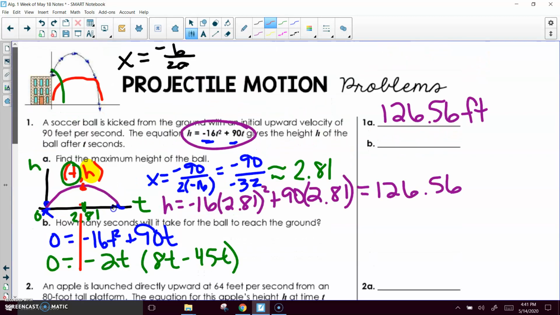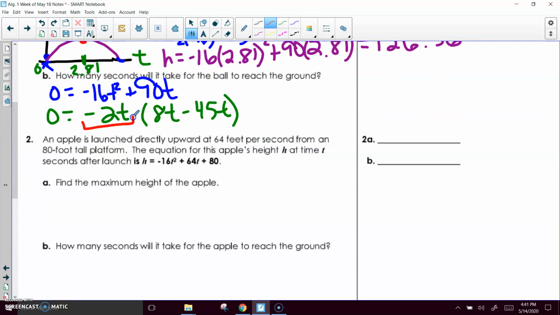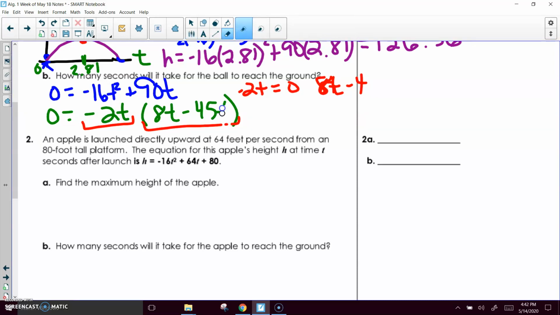All right, set each piece, set each of my factors equal to 0. That's negative 2t and 8t minus 40. I shouldn't have a t there. All right, let's solve the first one.